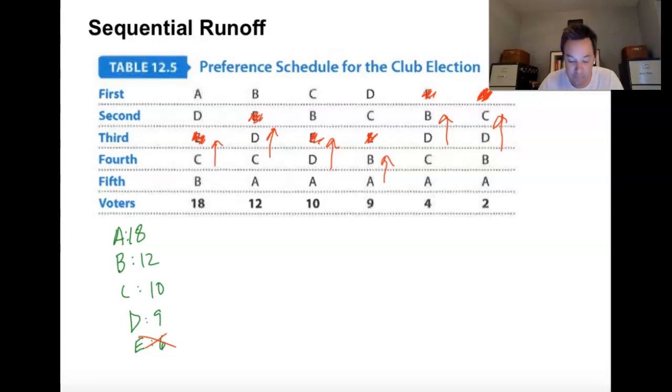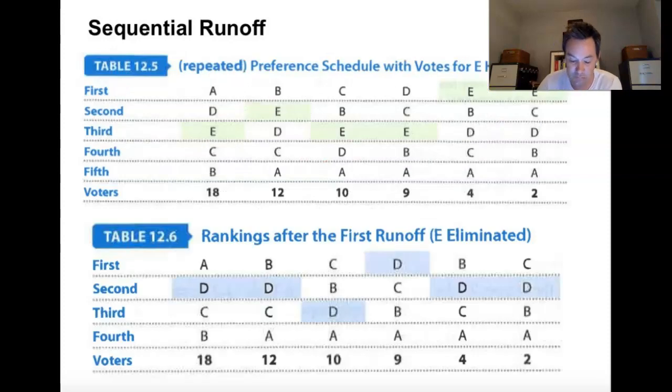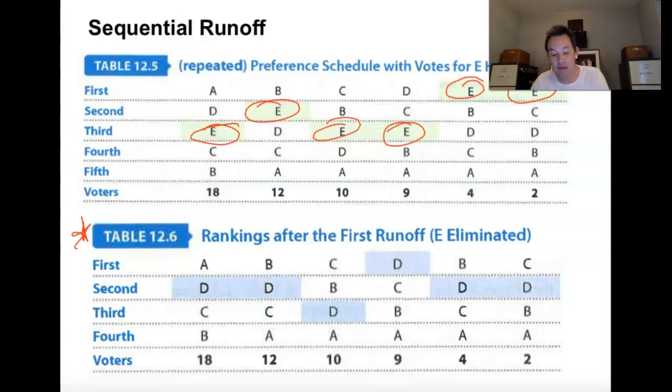Okay. So now let's look at what would happen if we look at a race just between A, B, C, and D. So I have another table that I'll show you where we've actually eliminated E and we've shifted all the rows up. All right, and that's this one down here. So now I've eliminated all the E's. I've taken out all these highlighted green E's, and I've shifted up. So let's see what our rankings would look like in the second round.